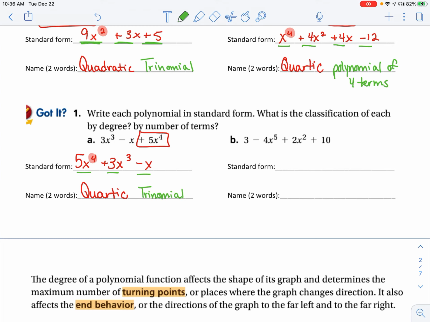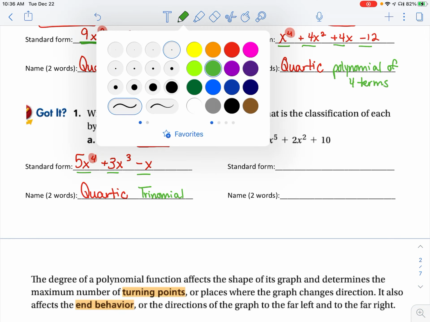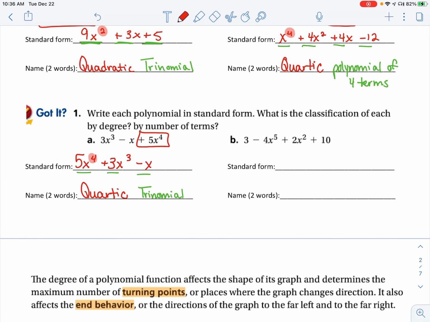Now let's look at part B, standard form. Let me get my red pen back. Biggest term, there it is, negative 4x to the fifth. Let's see what goes next. The positive 2x squared, what goes next? Ooh, I got to put 3 and 10 together. Those can combine, so 13. Now I'm going to look at my degree. My highest degree is a 5. Highest degree of a 5, let's look. That would be quintic.